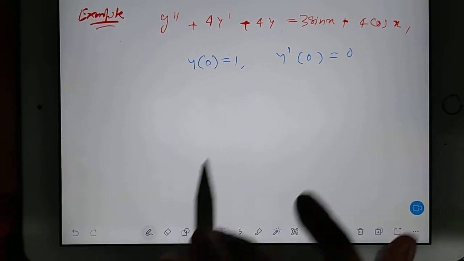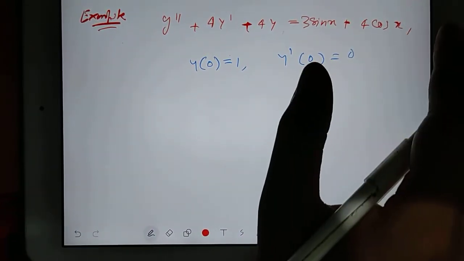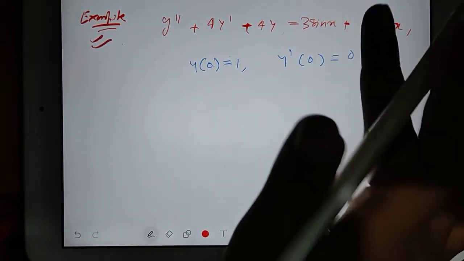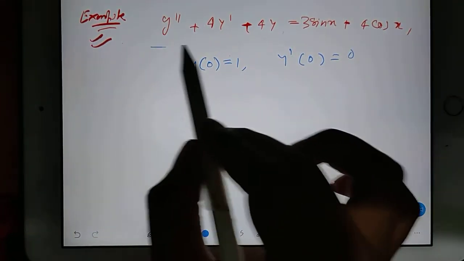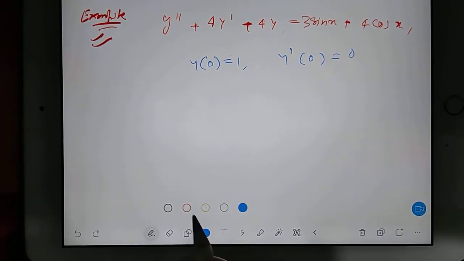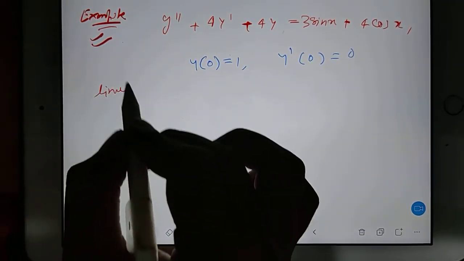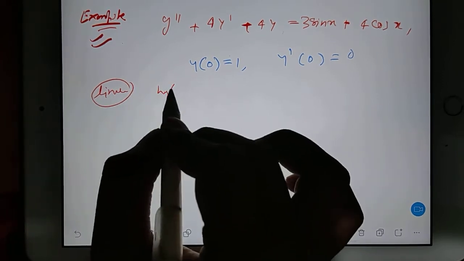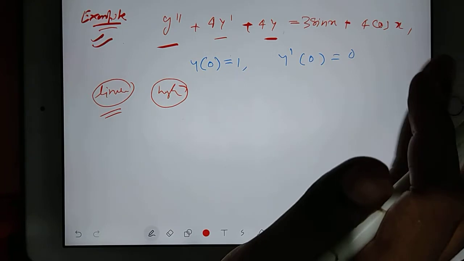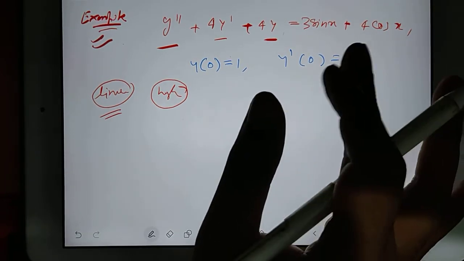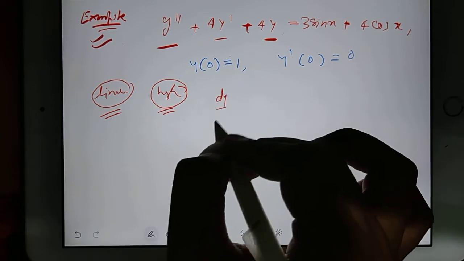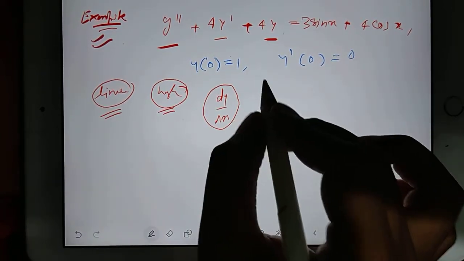So see guys, there are two approaches to solve these kind of differential equations. First of all, whatever differential equation is given, in which category will you keep this differential equation? So this is a linear differential equation, higher order differential equation. Why linear? Because any two terms are not multiplied with each other. That's why it is linear. Why is it higher order? Only dy by dx means first order.